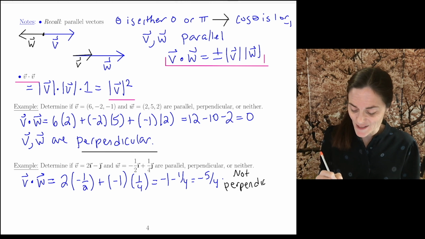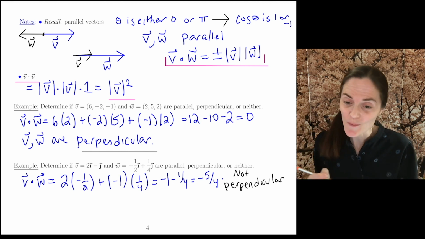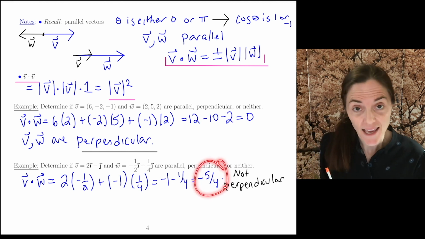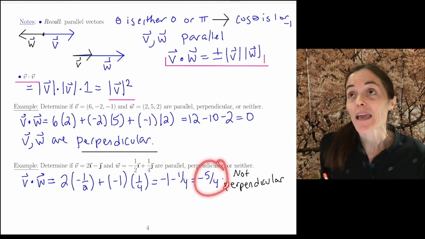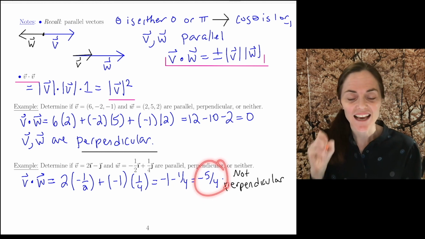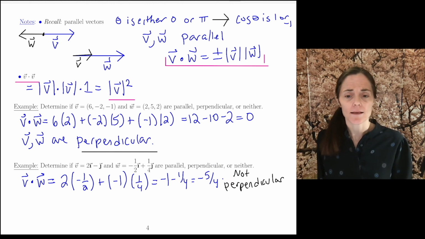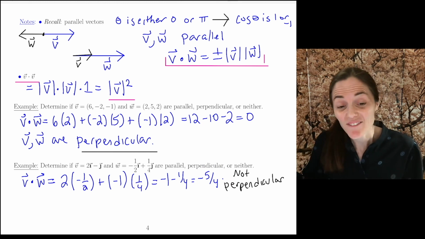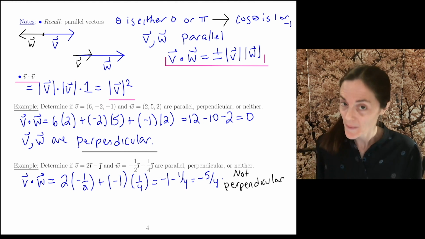In fact, this is a comment and an important one: because the dot product is negative, we know the angle between these two vectors is obtuse. Okay? Now, the other thing we need to check is parallel. In fact, V and W are parallel.